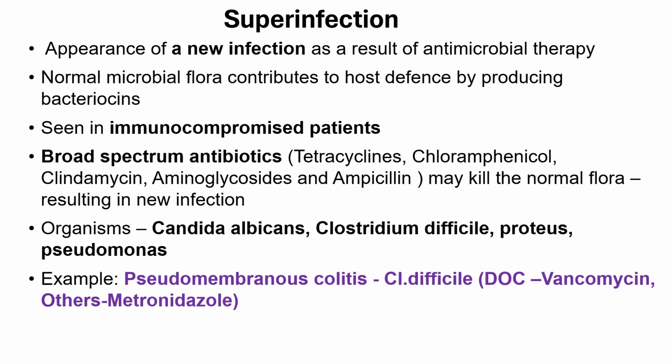The drug of choice, actually it is a very important MCQ. The drug of choice for pseudomembranous colitis due to Clostridium difficile is vancomycin. And alternatively, we can use metronidazole. So both the drugs we can use. But if they ask you the drug of choice in an MCQ, it is vancomycin. So superinfection is an important short note for you. You have to write a definition, what are all the antibiotics causing superinfection, the organisms causing it, and an example.